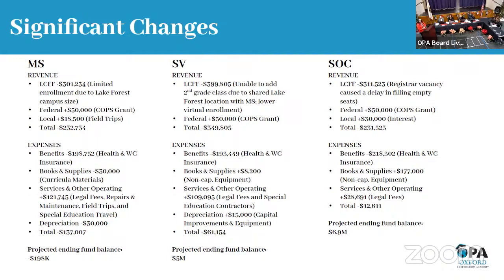For SV, the lower enrollment and lower ADA reflects an almost $400,000 reduction in revenue. And again, that's because of the shared space here with the middle school. Specifically, we weren't able to add a second grade entirely. And additionally, we had lower virtual enrollment. We originally projected about 30 students, and we're currently at about 14 students in our virtual program.